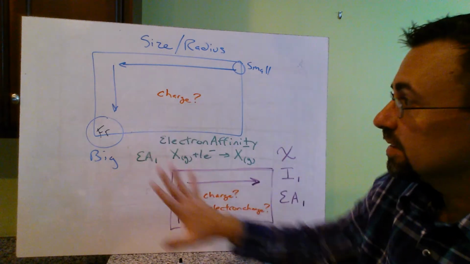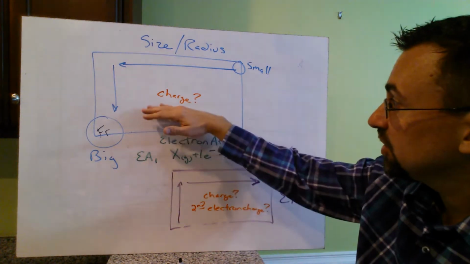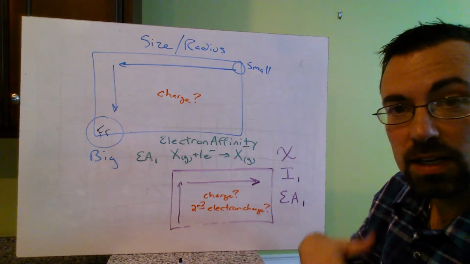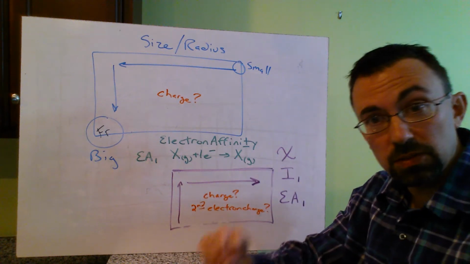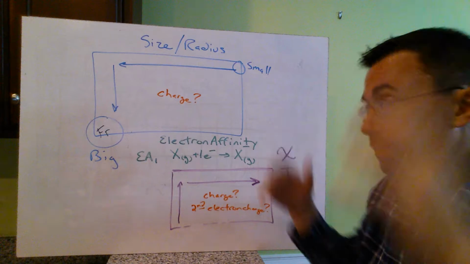So that's our trends, and the two real things I want to do in this video is talk about what happens if we change the charge, and what happens if we go on more than one electron change. Well, we do 2, 3, 4, 5. Oh no!